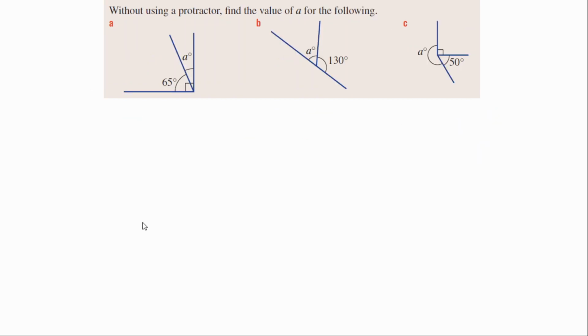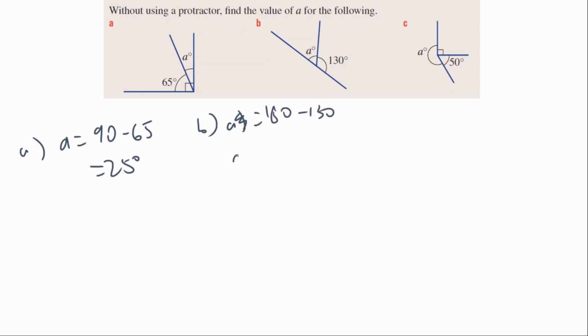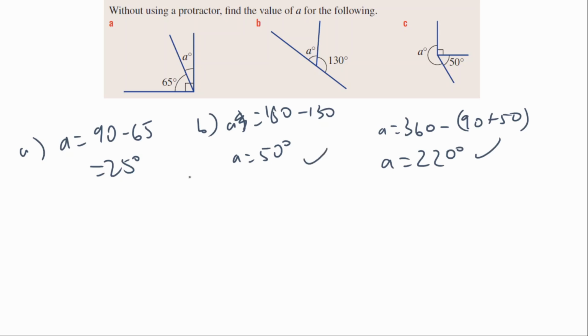Alright, now it's your turn. Just pause the video here and have a go at these ones by yourself. This one will be 90 minus 65. So A equals 90 minus 65, and that gives you a value of 25 degrees. B will be 180. So A equals 180 minus 130, that gives you a value of 50 degrees. And the last one, A equals 360 minus (90 plus 50) in brackets, and therefore A should be 220 degrees there. Give yourself a tick for each one you got correct.